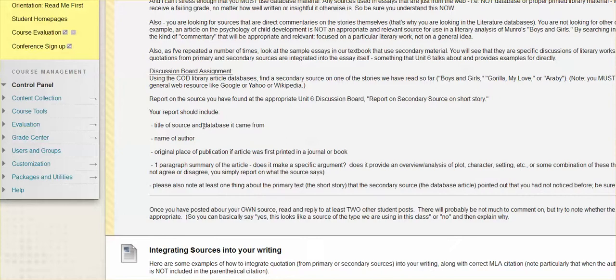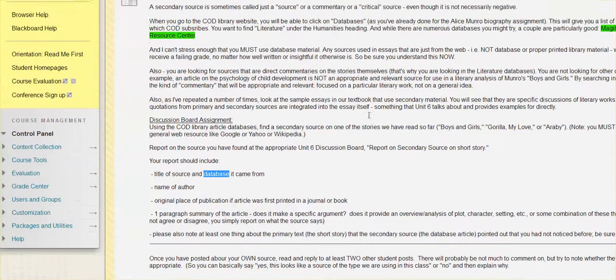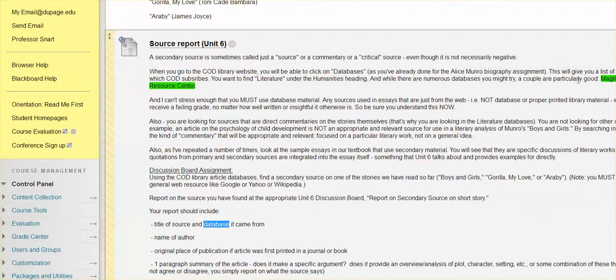We want to know the database that it came from, and again, there's a couple that I list here that are good. You can see that there's tons within the literature category of databases on the COD Library website. You can check any or all of those if you want. You're not locked into just the ones I'm suggesting, but these are some that I know will deliver the kinds of results that we're looking for. So the database, again, is the database.